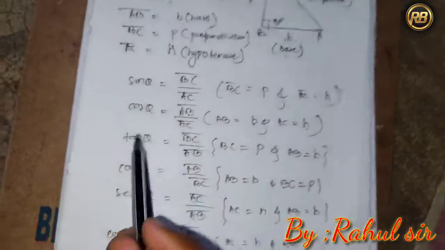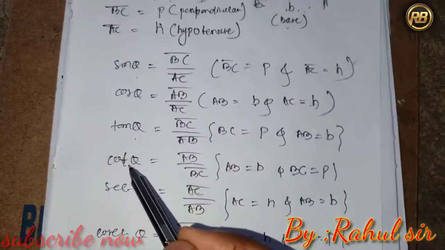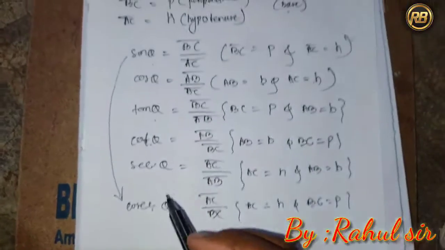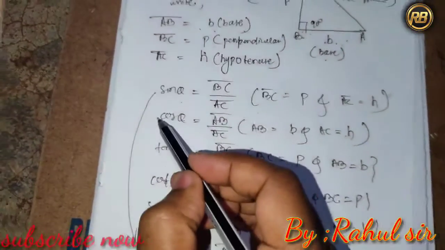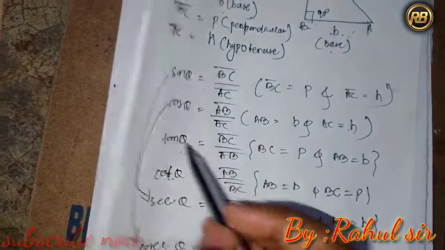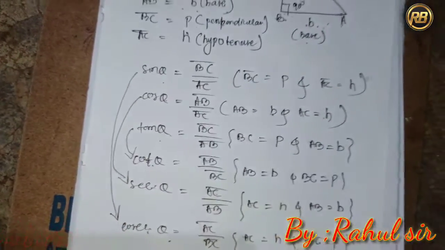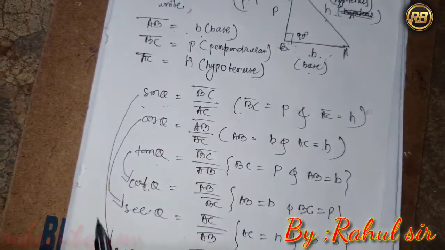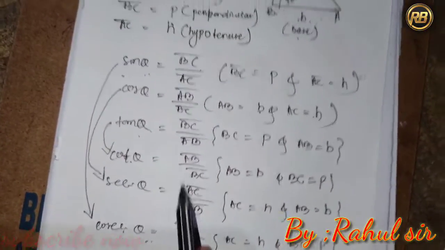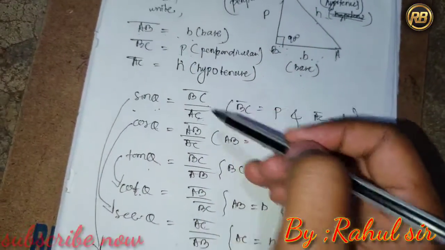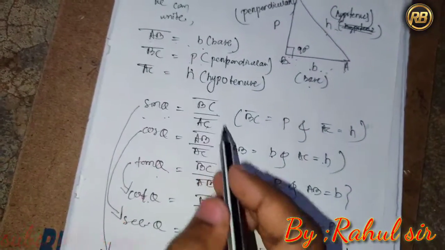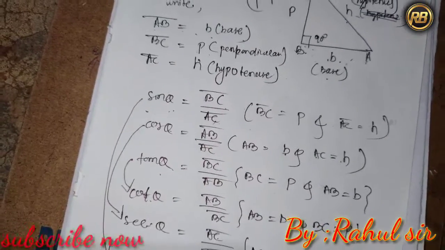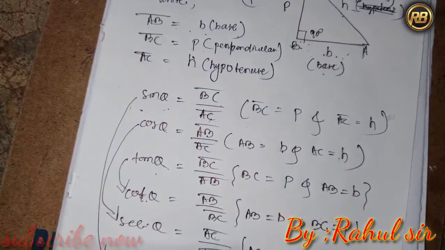Now consider the terms sine theta, cos theta, tan theta, cot theta, sec theta and cosec theta. Sine theta is related to cosec theta, cos theta to sec theta, and tan theta to cot theta. Sine theta is equal to BC by AC. Now you can remember that cosec theta is the reciprocal, 1 by BC by AC, which is AC by BC. So cosec theta equals AC by BC.